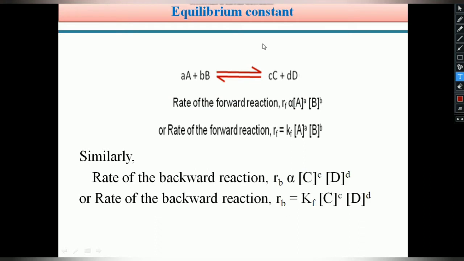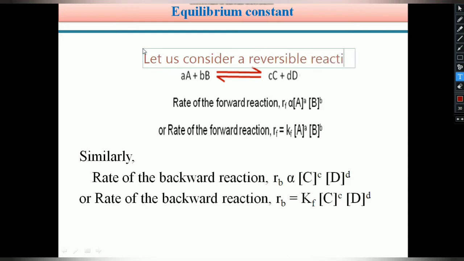Students, in order to calculate an equilibrium constant, let us consider a reversible reaction: aA plus bB gives rise to cC plus dD. It is a reversible reaction. That's why I denoted it with this double-sided arrow.